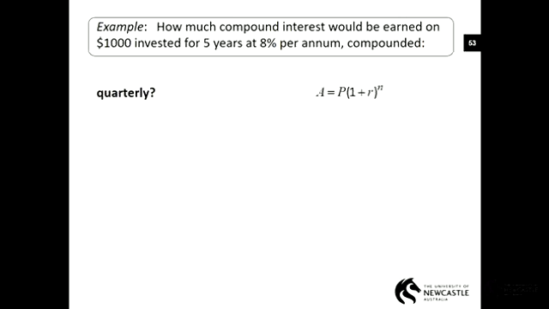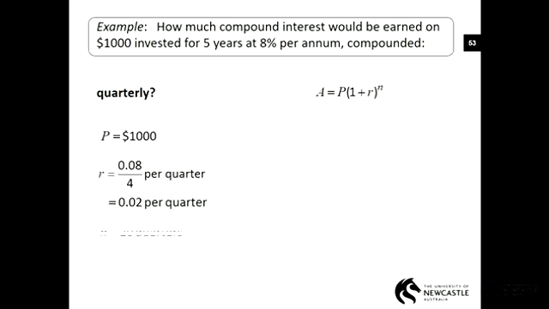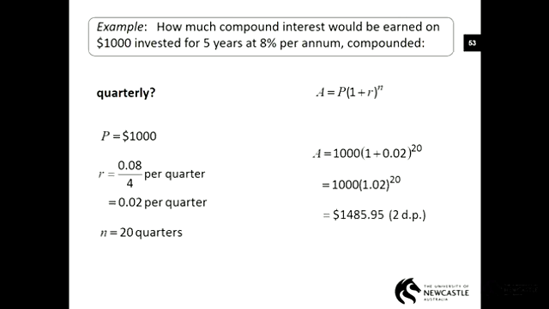What if I brought it down to quarterly? I know this is already in the notes, so I don't want to go through that slowly. But I'll divide the rate of interest by 4. If it's 8% per year, it's only 2% per quarter. And if it's 5 years and every year contains 4 quarters, it's 5 fours, that's 20 quarters. Stick it all in and we're up to 1485. That was roughly another $5 interest.